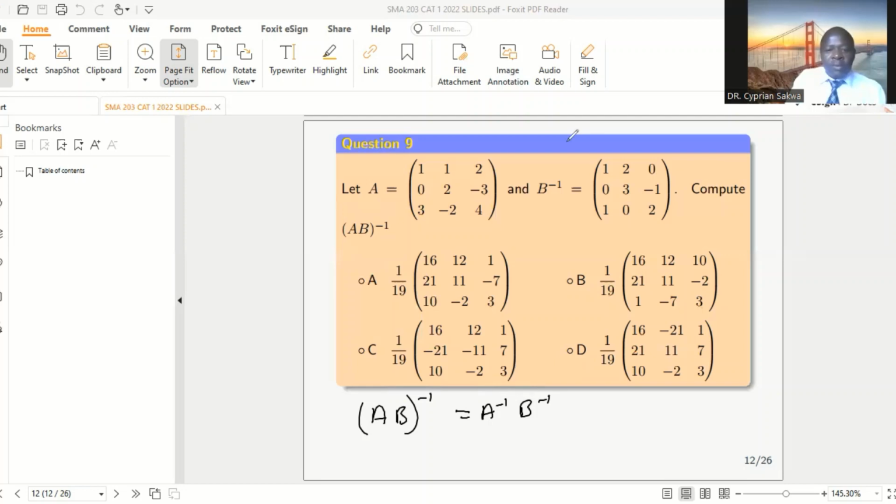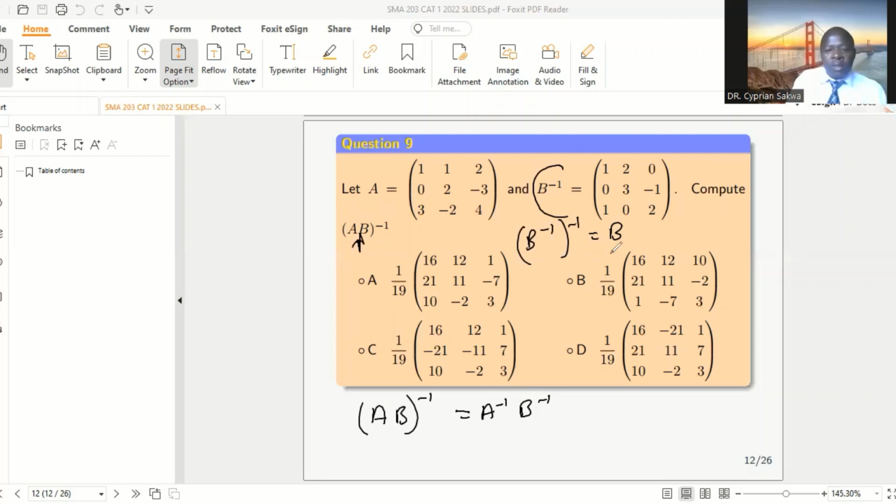What I'll do, I'll get B out of B inverse and just do what the question has said, A times B. So I get B out of B inverse. Of course, I know that if I'm given B inverse and I get the inverse of this inverse, what I find is B. So how do I get B? I get B by finding the inverse of B inverse.